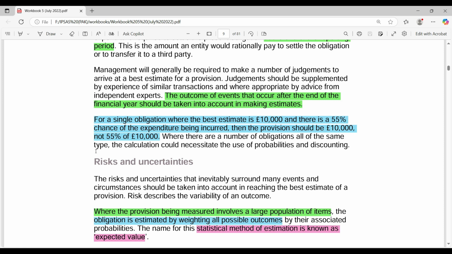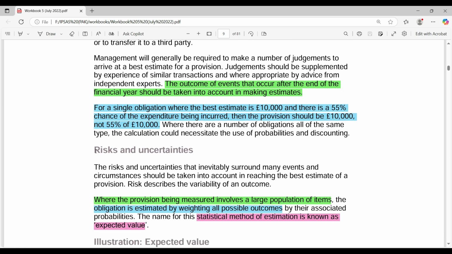How to measure? For example, for a single obligation, where the best estimate is 10,000 and there is a 55% chance of expenditures being incurred, then the provision should be 10,000, not 55% of 10,000, because there is a 55% chance that you need to pay. You have to pay 10,000 against your guarantee. It means that you fix a provision of 10,000, not 55% of 10,000.